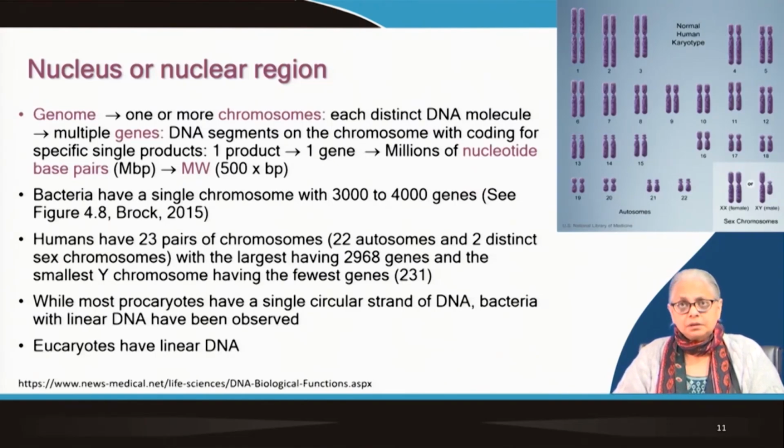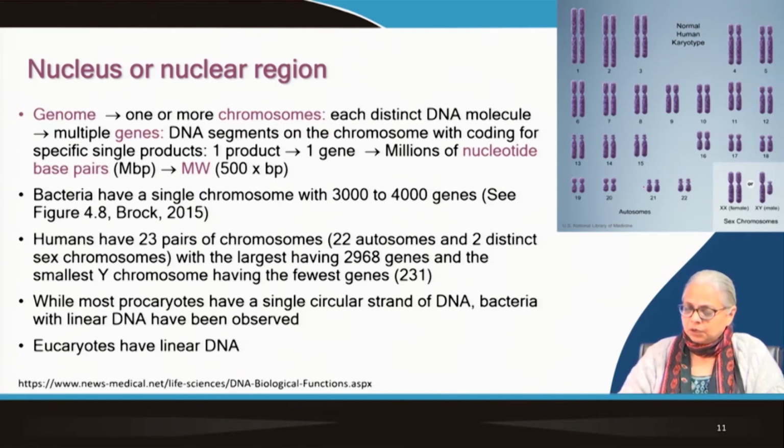So here is a graphic. On the upper right, you can see a graphic that shows the 23 pairs of chromosomes that human beings have. Out of these 23, 22 are autosomes, and there's only one pair of sex chromosomes, the ones that define the gender. So XX represents females and XY represents males.